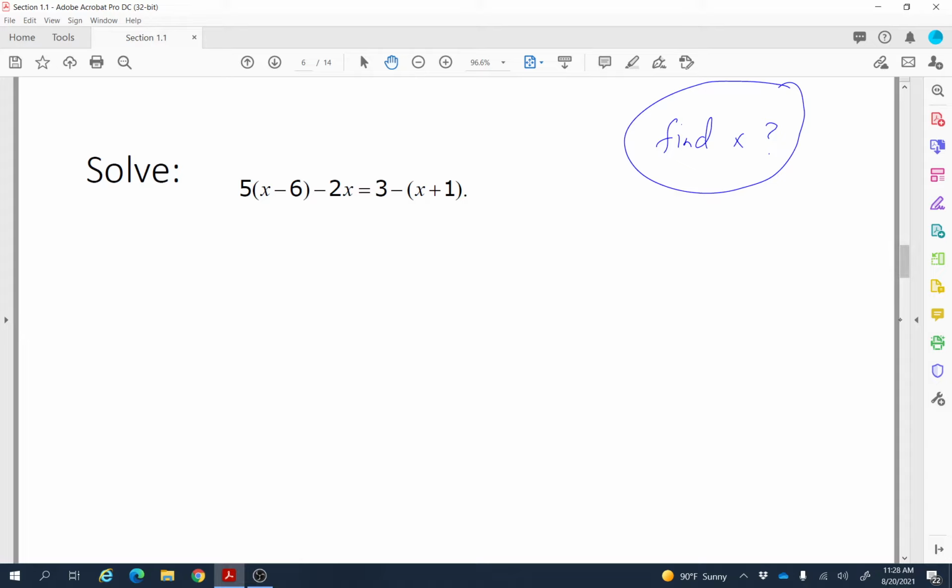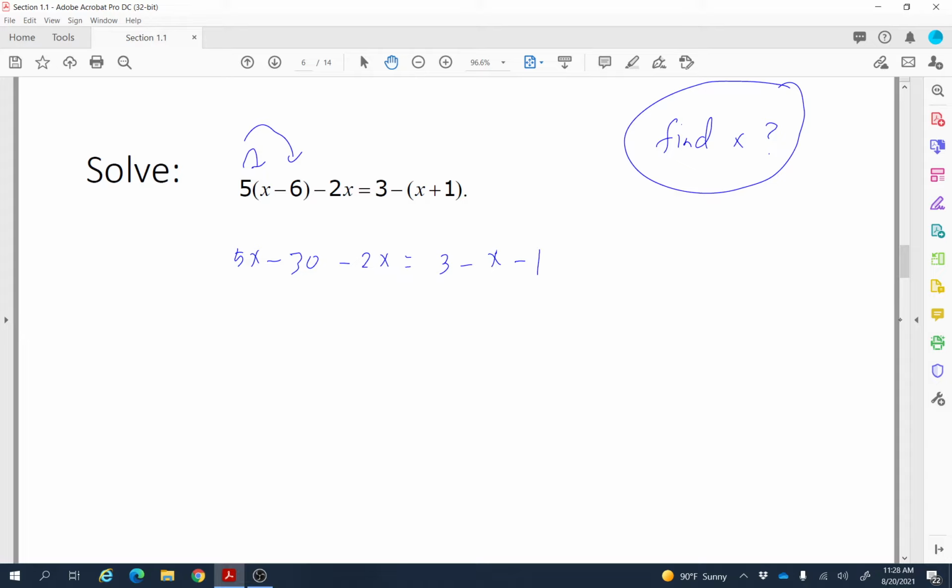To solve this kind of equation, first of all, use the distributive property: you can distribute this 5 on the left side, and it will now be 5x minus 5 times 6, which is 30. There is a 2x, and on the right side there is a 3, and if you distribute this negative sign here, it will be negative x, negative 1.